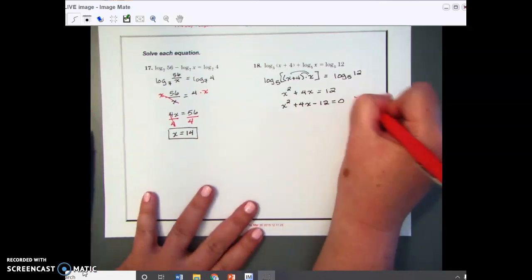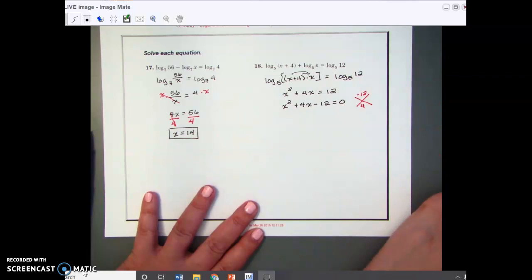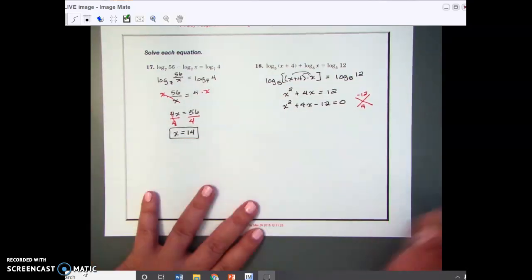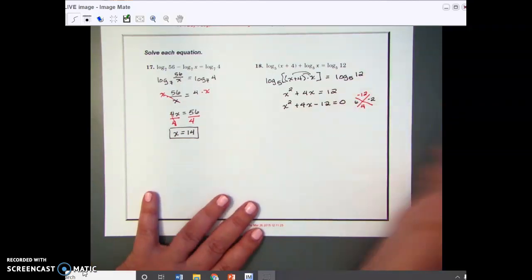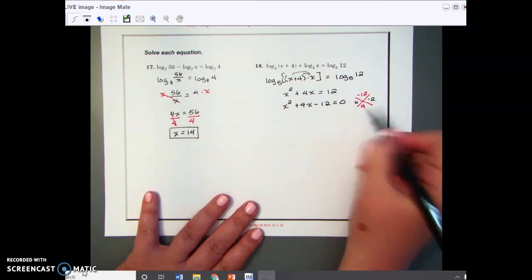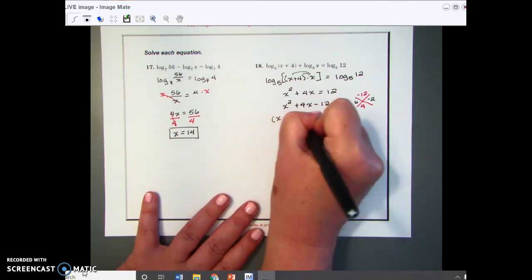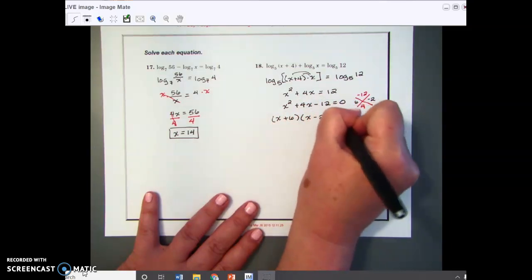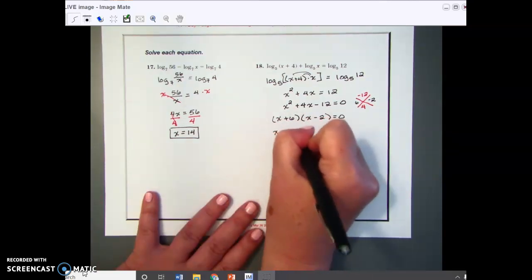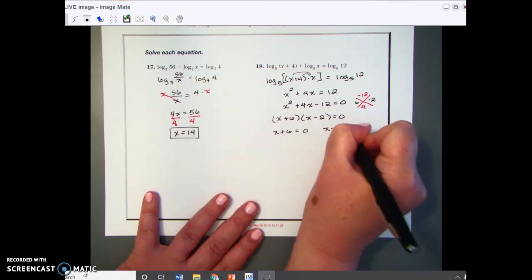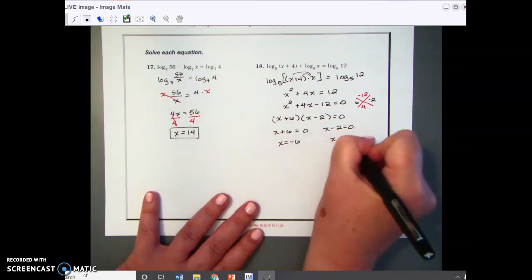So in order to solve that, we're going to say what multiplies to give me negative 12, that adds to give me positive 4. And so let's see, that's going to be something like 6 and negative 2. So 6 times negative 2 is negative 12, and 6 plus negative 2 is 4. So this is going to be x plus 6 times x minus 2 is equal to 0. And so then the zero rule says that x plus 6 has to be equal to 0, or x minus 2 has to be equal to 0, which makes x equal to negative 6, or x equal to positive 2.